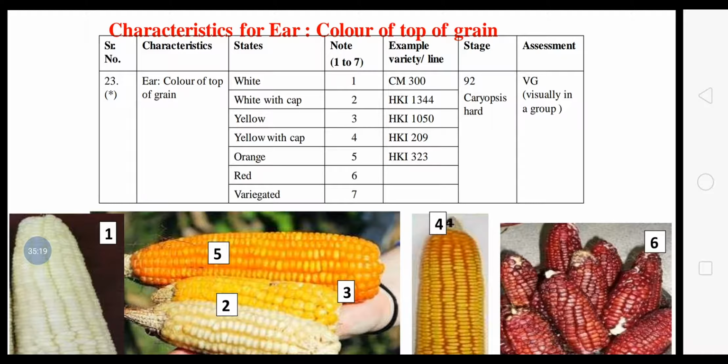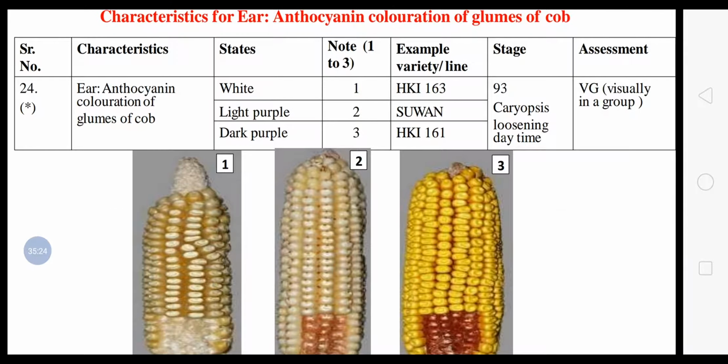The stage is caryopsis hard and visually in group. The characters are scored. Next character is anthocyanin coloration of glumes of cob. That means glume is the inside rind of a particular cob, the rind which we generally throw. If we talk about industrial processing, this rind may be used for getting high quality fuel, or it may also be used in place of sawdust, but as such this is not essential for breeders.